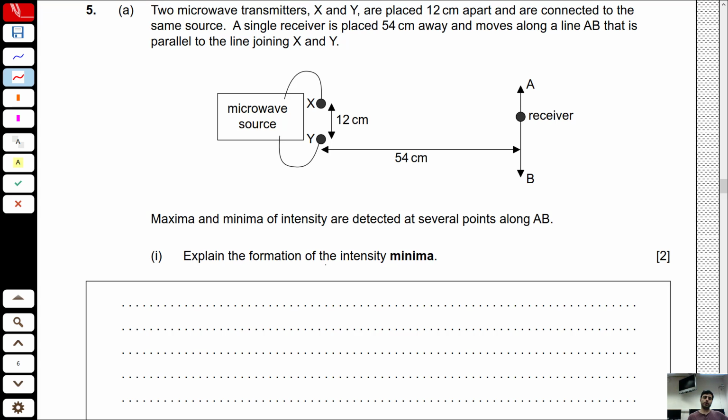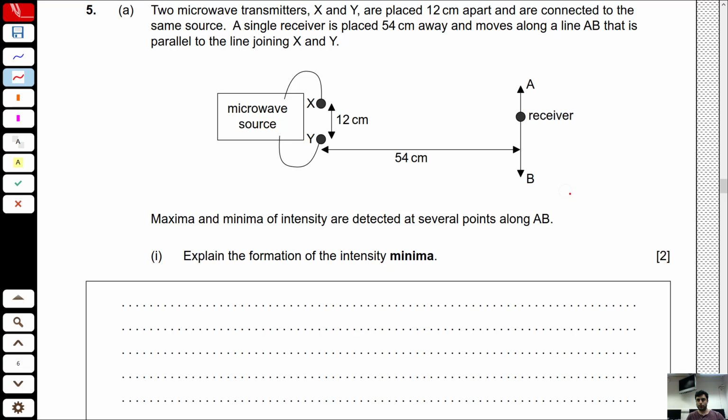Explain the formation of the intensity minima. So minima happens when destructive interference between coherent waves occurs. So destructive interference happens when the two amplitudes cancel out each other, and they cancel out each other if the two waves are 180 degrees in phase difference. So the phase difference between the two waves has to be 180 degrees.